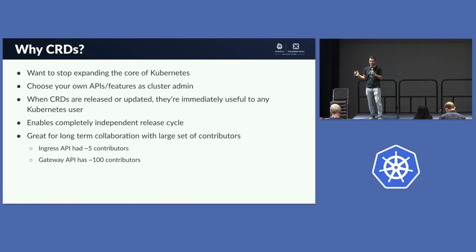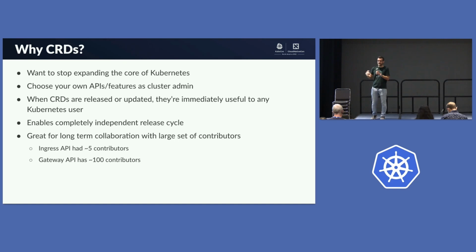It enables this completely independent release cycle. Our releases, Gateway API releases, are not tied to Kubernetes versions. They're just tied to when we think a release is ready to go.